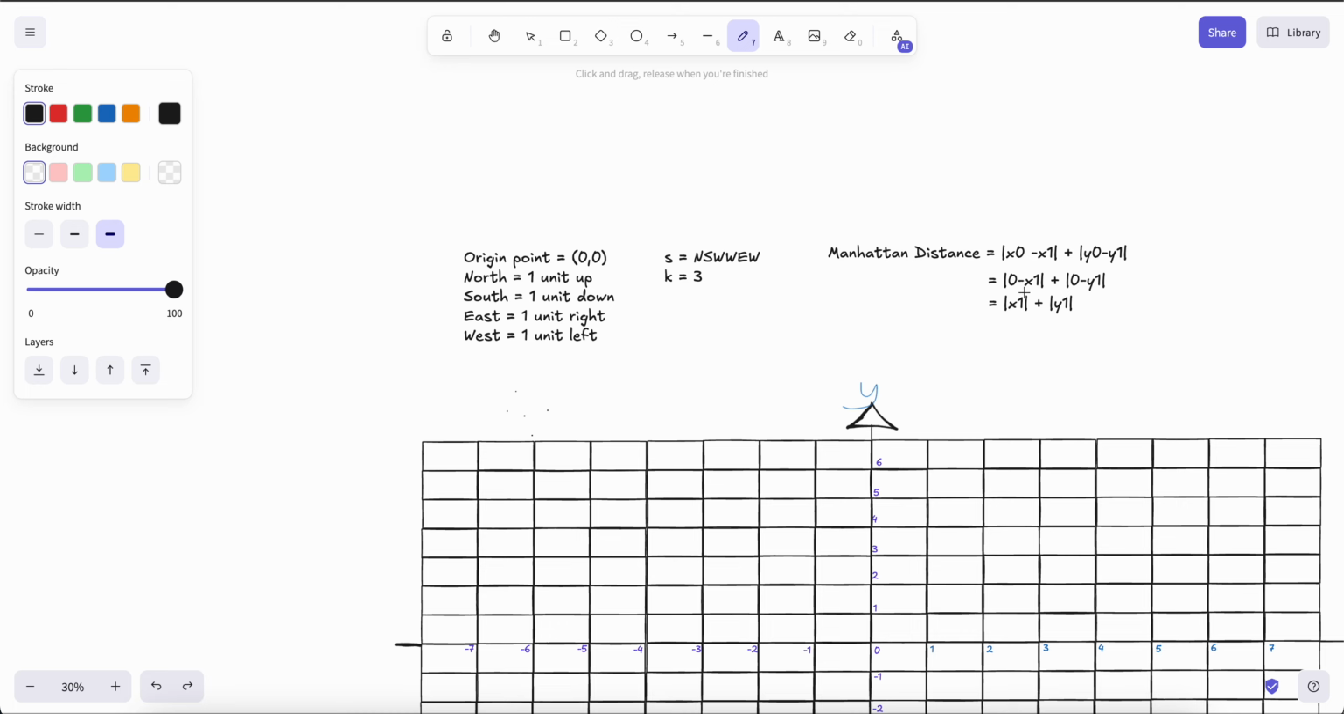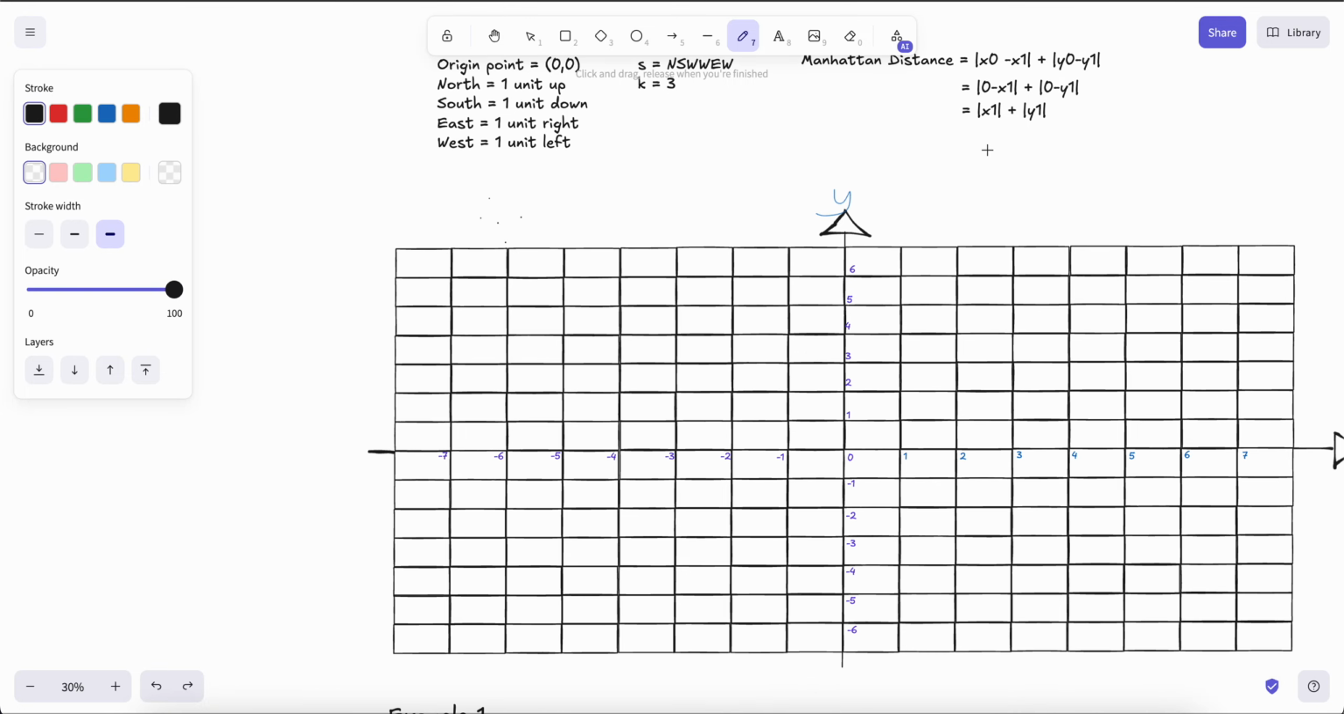For our case, since the origin point is 0, you can simplify the problem. If you substitute 0 here, you will see that the Manhattan distance is simplified to x1 and y1, which is the current position in the Cartesian graph. You just take the absolute value of x1 and y1 and add them together. That is your Manhattan distance. This is simplified because we are starting from the origin 0, 0.